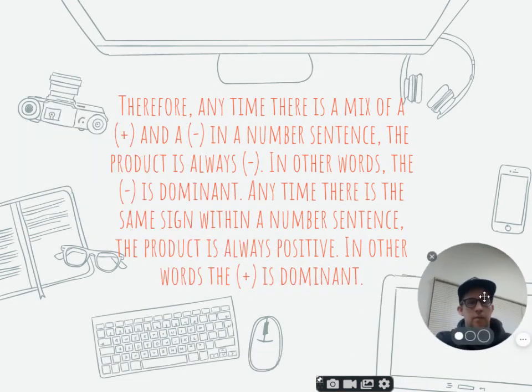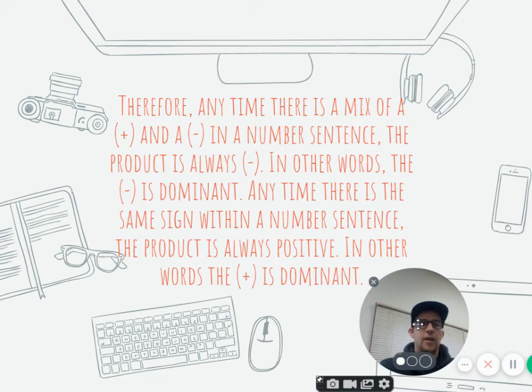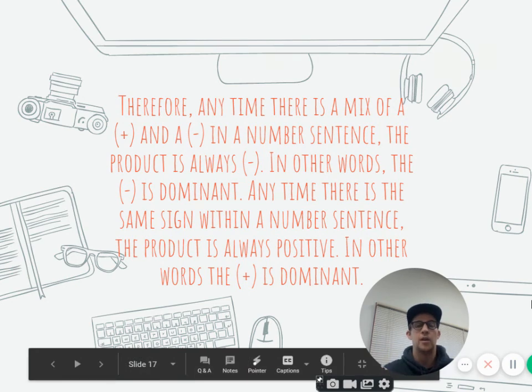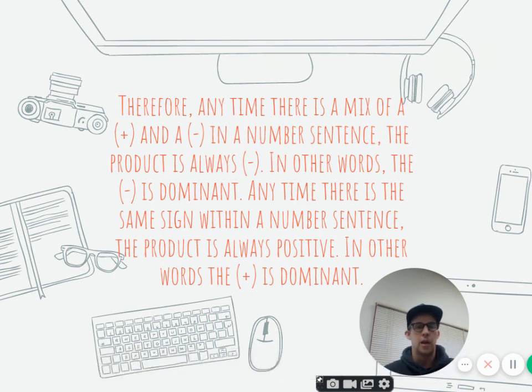Therefore, anytime that there is a mix of a negative and a positive in a number sentence, the product is always negative. And this is when we're talking about multiplication. This is not the same for addition and subtraction. A number could become more negative or become more positive, but if you add a negative and a positive, it does not become a negative number. In other words, the negative is dominant in multiplication.